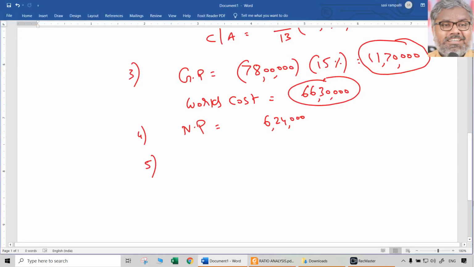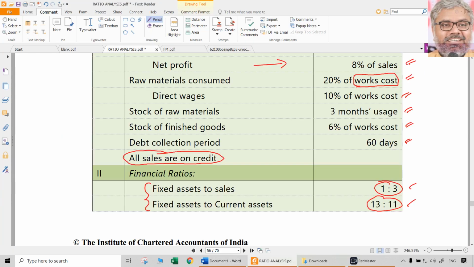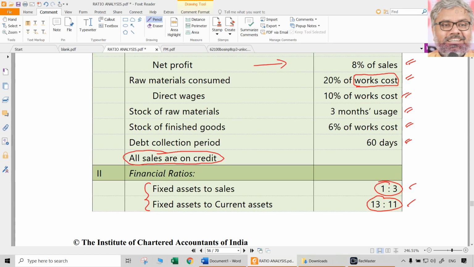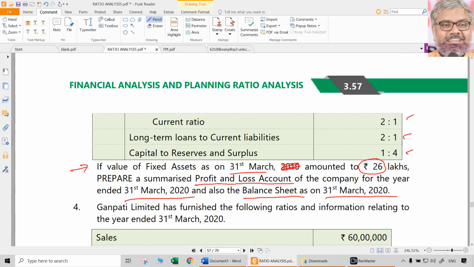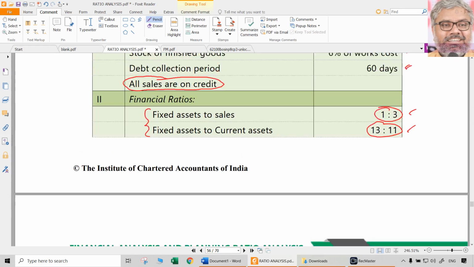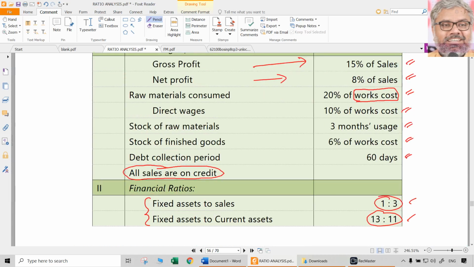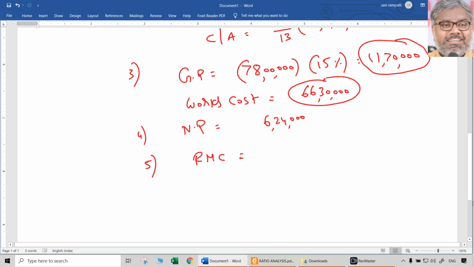Then raw materials consumed can be calculated also from the information given only. One by one we have to break it. Where the chain should start to be broken, that is important. In this question it was clear, because only when one information is given about fixed assets, that is the only place where we can break the chain. Afterwards all the other things will automatically get broken one by one depending upon the relationship that is given in the question. Now raw material consumed is 20% of works cost. Works cost we already know, 66 lakhs 30,000.